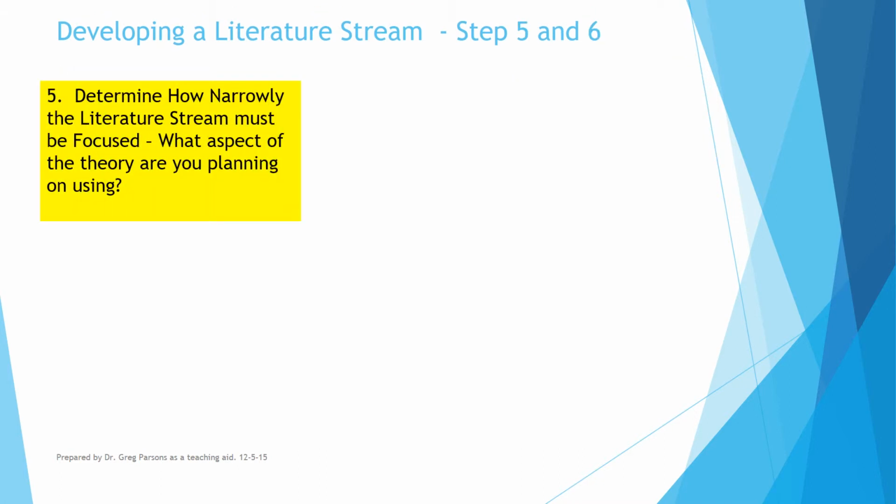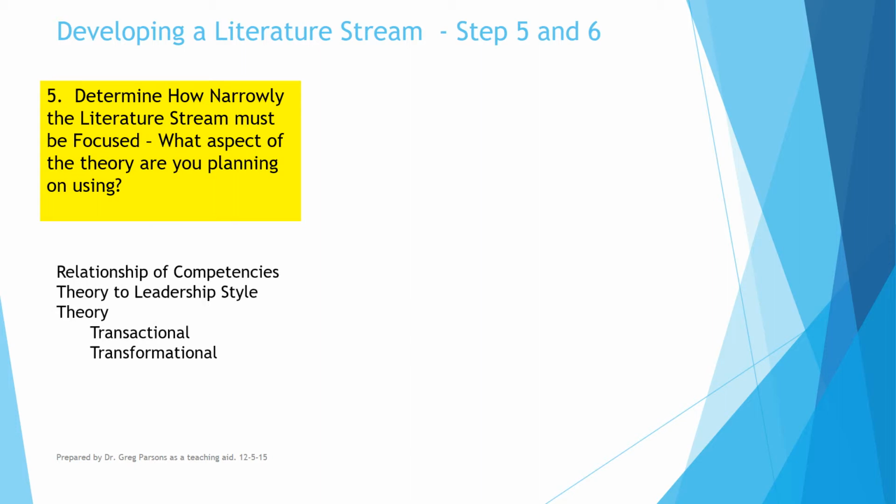Now we want to determine how narrowly the literature stream is going to be focused. So now we have to start thinking, what's the actual topic we're interested in? And you decided, for example, that you want to see how the relationship between competency theory and leadership styles, if there's a relationship there, and how that relationship might be explained.